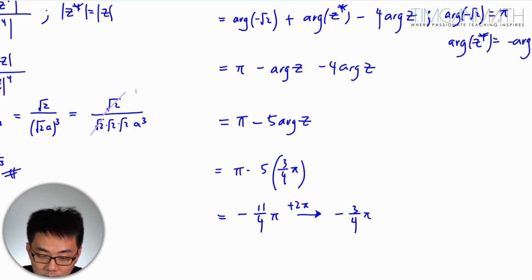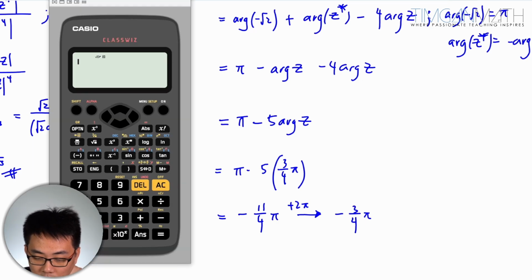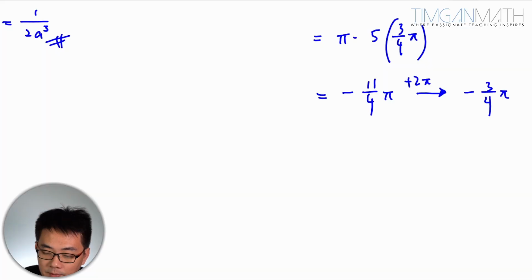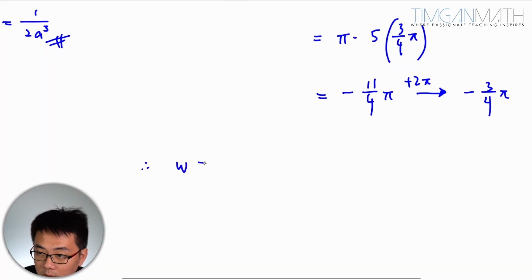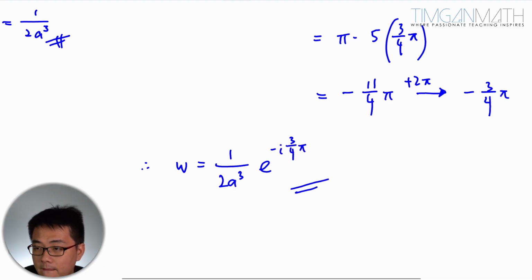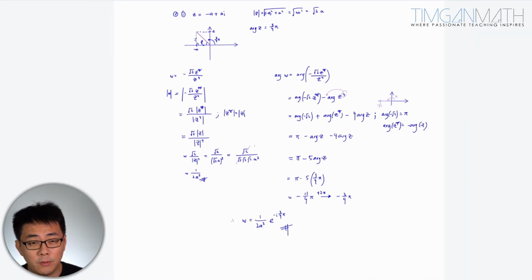Alright, so you just remember this. What you do is just 1 minus 5 times 3 over 4. It's plus 2. You get negative 3 over 4. Okay, so there you go. So hence W is actually 1 over 2 a cube e to the i of minus 3/4 pi. There you go. So that's how you do this question proficiently. If you have any questions at all, please let us know. Keep practicing and I'll see you in the next question.